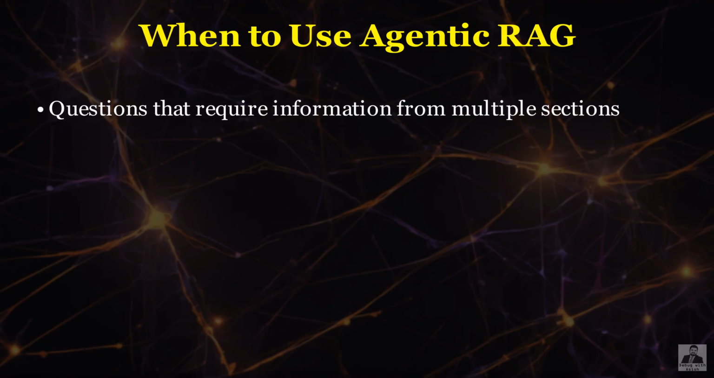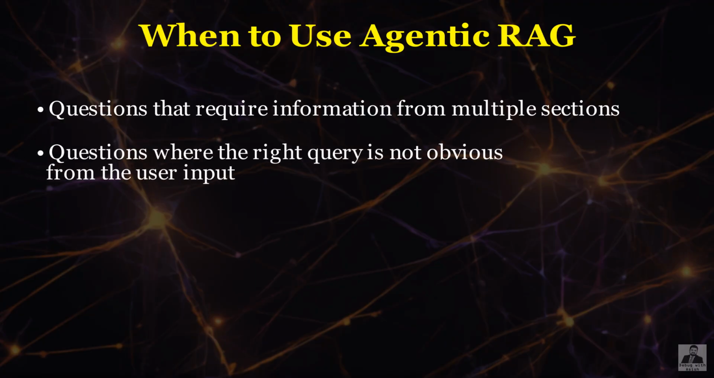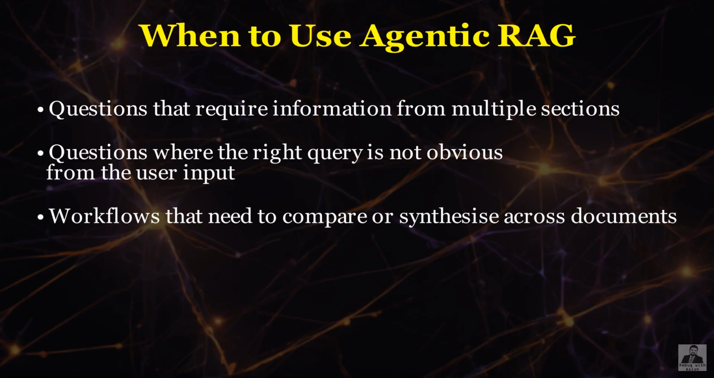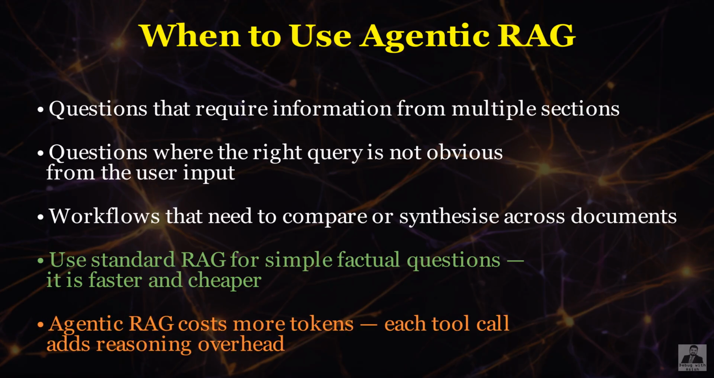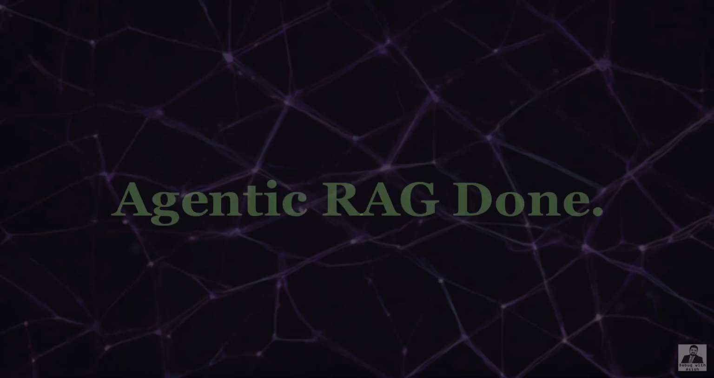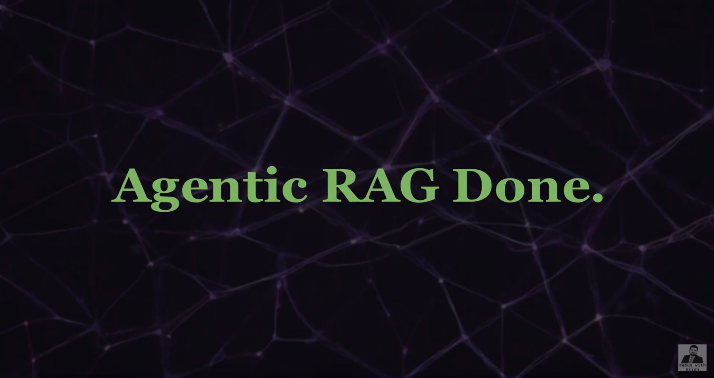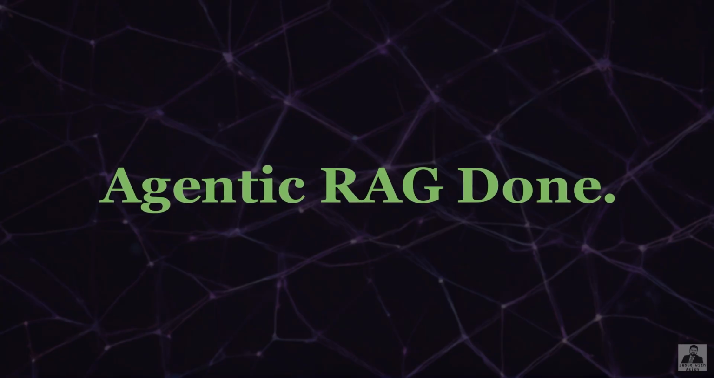Agentic RAG is not a replacement for the standard pipeline. It is an upgrade for specific cases. Use it when questions require information from multiple parts of your corpus, when the right retrieval query is not obvious from the raw user input, or when the task involves comparing or synthesizing across documents. For simple factual lookups, the fixed pipeline is faster, cheaper, and more predictable. Agentic RAG adds reasoning overhead in the form of extra language model calls for every thought and tool call step.